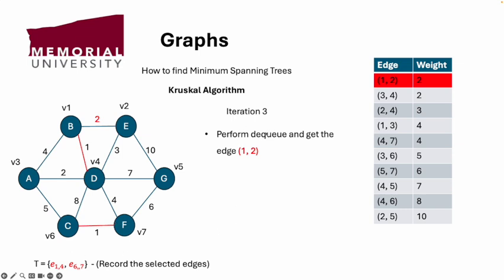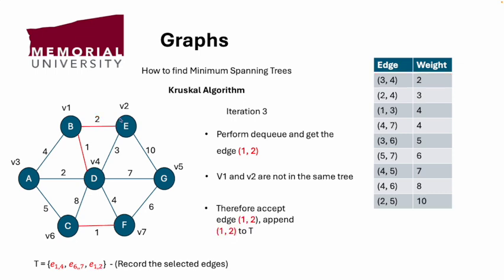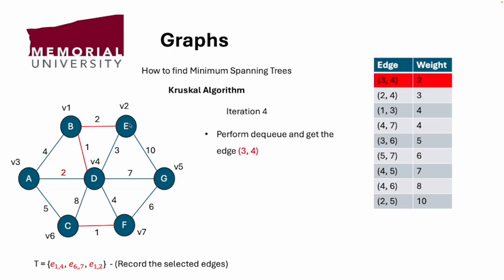Then we continue to dequeue. We get 1 and 2, between B and E, right? Is there any path that can link these two nodes? No, they're not within a tree, so they're not in the same tree. So we accept this edge between 1 and 2 and append 1, 2 into the set T. Okay, keep going.